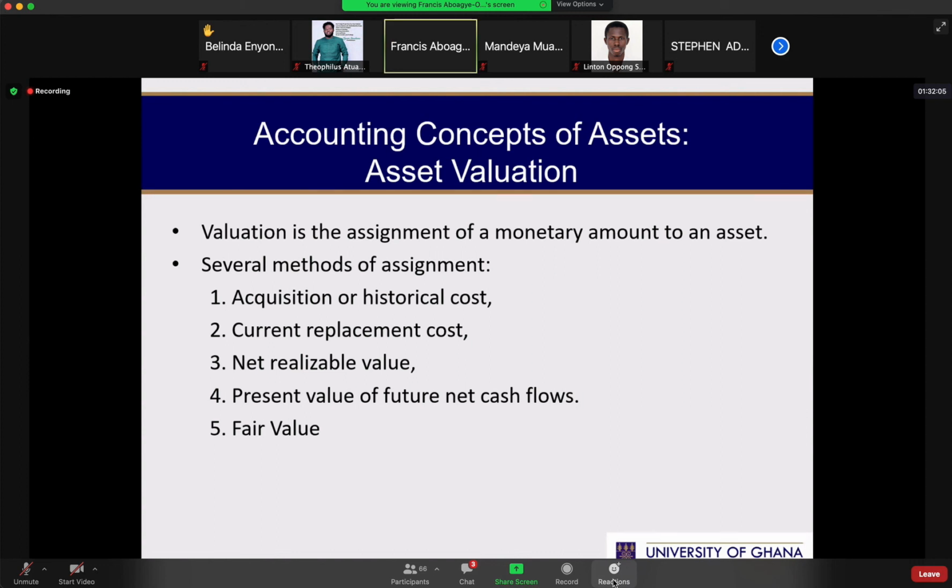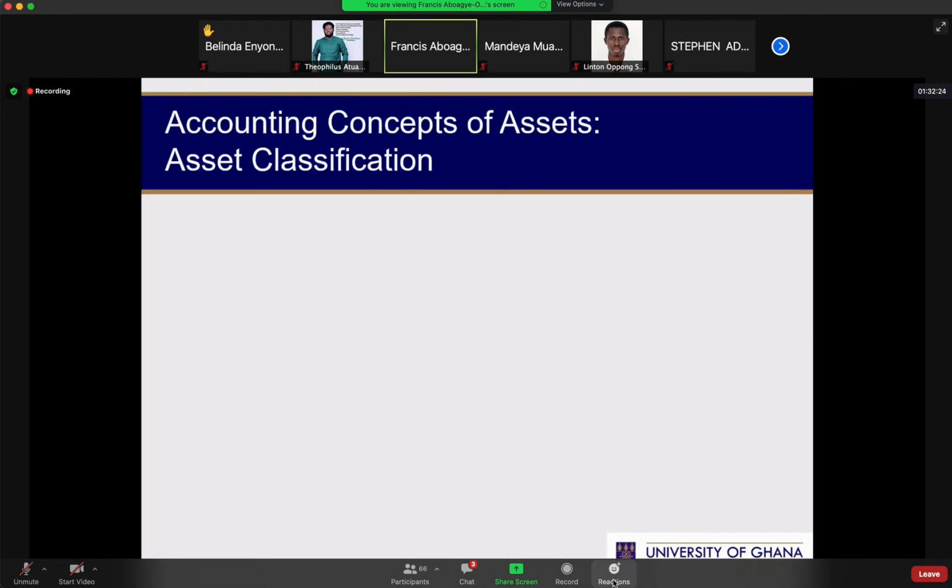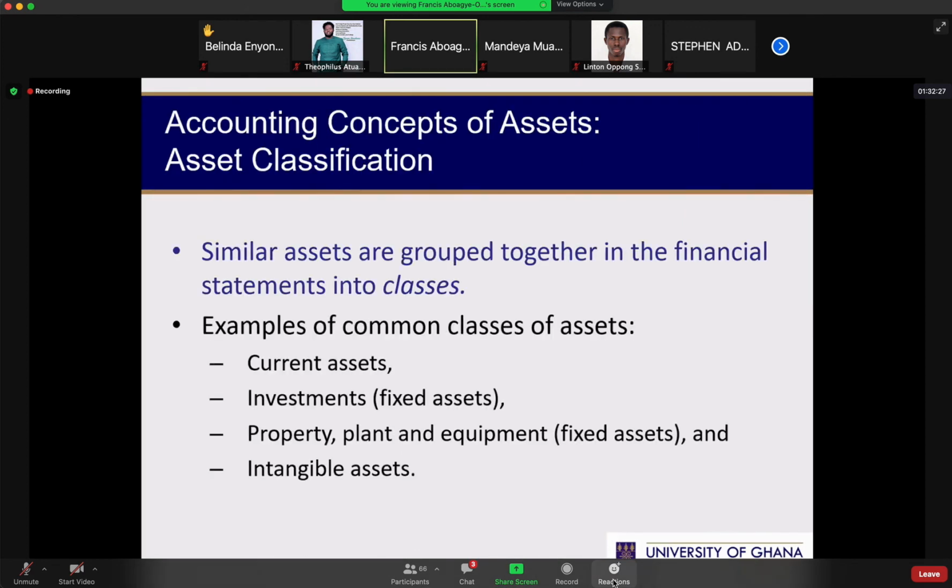So these are the various valuation methodologies. There are a number of them that we have not discussed. There are several methods that you can use to value an asset. So these 5 represent some of them. Now, when it comes to classification, it has to do with groupings. So you look at assets that are similar and group them. And depending on the similarity, some companies may classify assets based on their location.